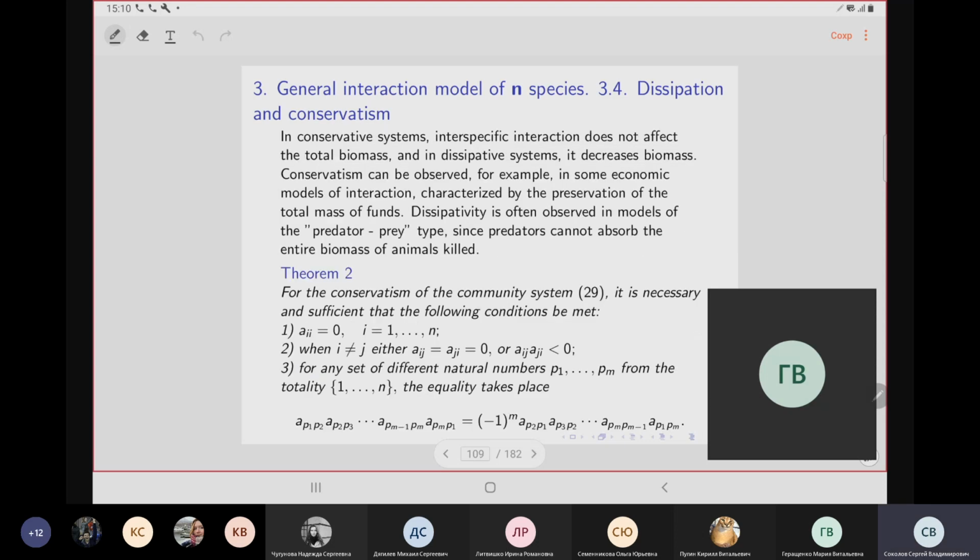And next, there will be some theorems on conservatism and dissipation, but I want to focus on them in our next lecture on Saturday. So let's make a 15-minute break and turn to our presentations. Okay?